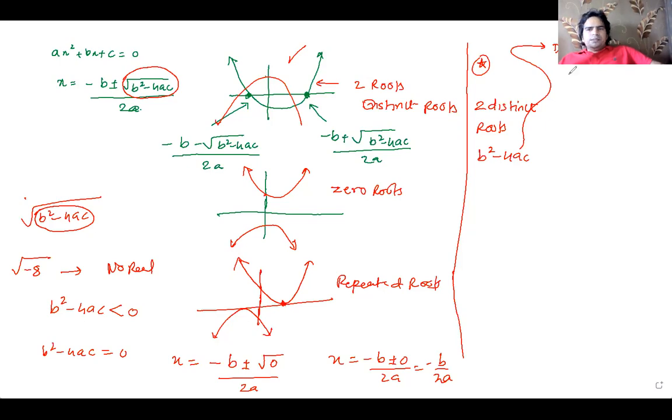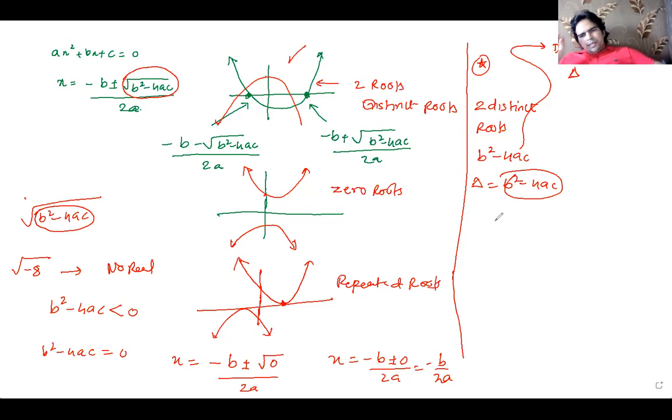In some places, you'll find delta being used, like with the triangle notation. So delta is equal to b squared minus 4ac. This is referred to as the discriminant. For any quadratic, you can find the discriminant. But this will decide how many roots it is cutting the x-axis at.